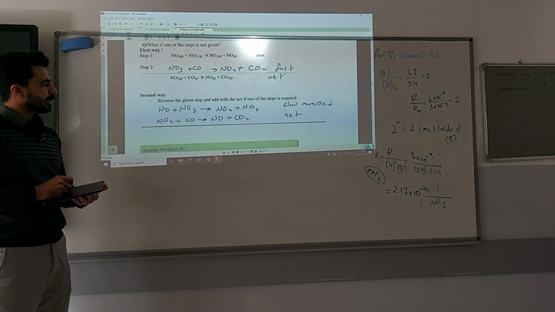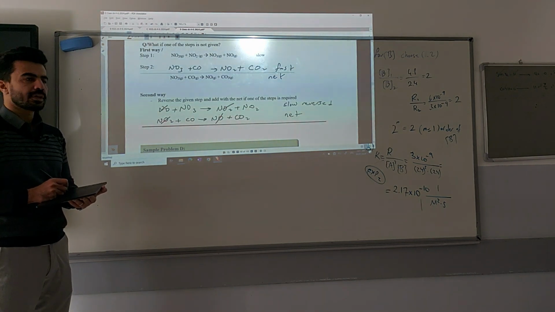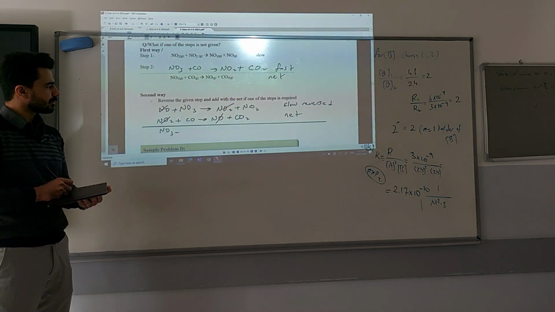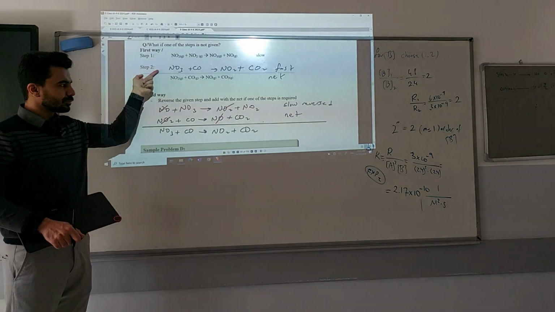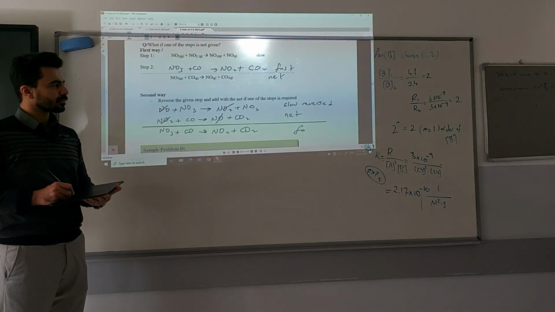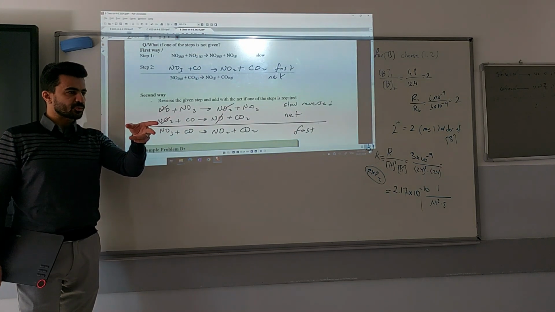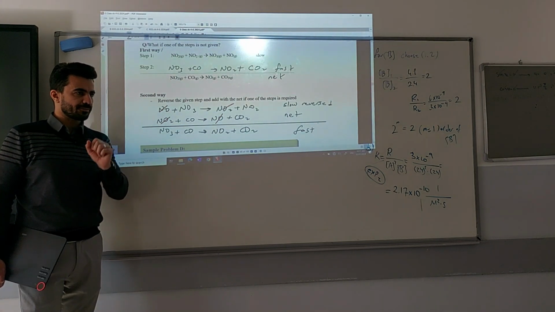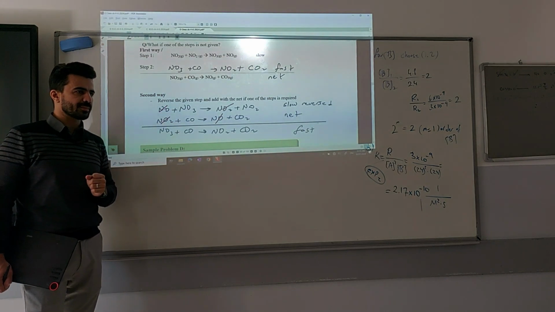What do we do? Cancel everything that is in the product and the reactant, NO and NO. That's it. What is left? NO3 is left. CO is left. NO2 is left. Plus CO2. We got the fast. This way is very, very easy. I know the subtraction way, a lot of students make mistakes when they use it. But in this way, without any thinking, you'll not make any mistakes.